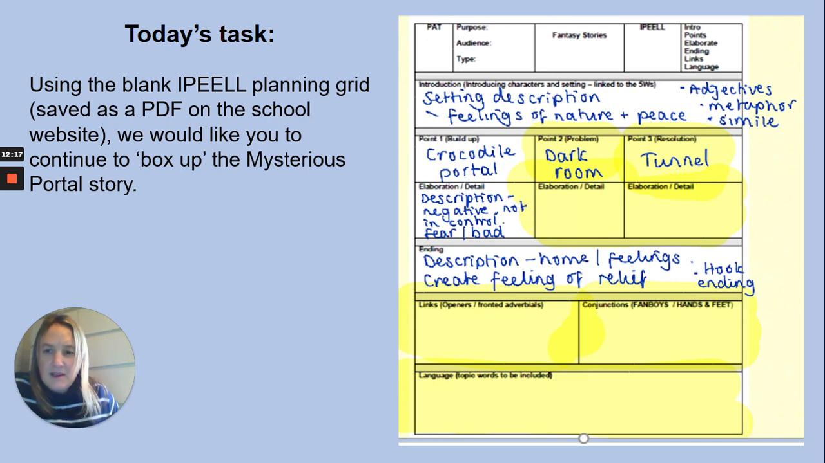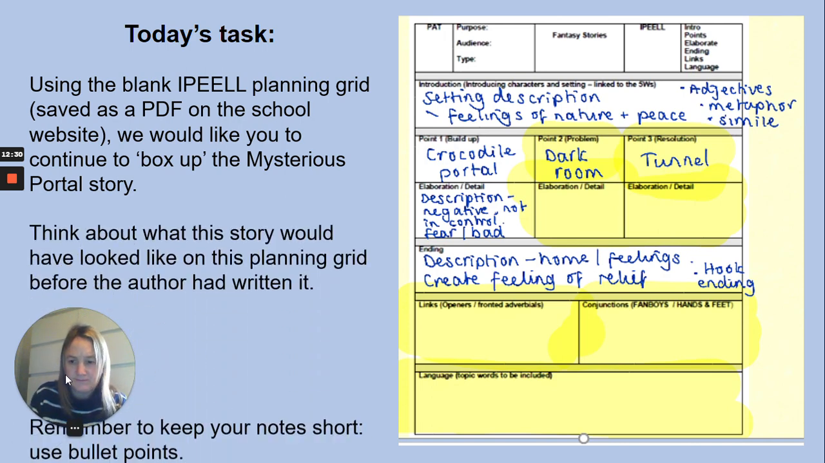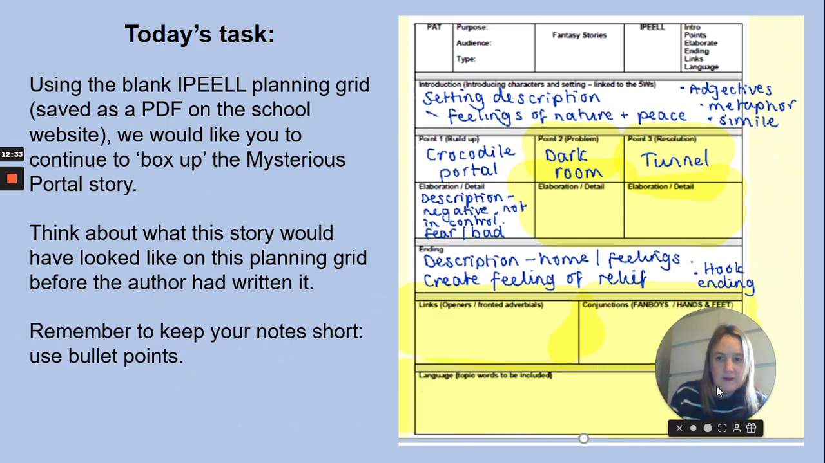Okay, so as I put here, use the blank IPL planning grid, which is saved as a PDF on the school website. We'd like you to continue to box up the mysterious portal story. Think about what this story would have looked like on this planning grid before the author has written it. So it's almost like the backwards way. We did this when we did the Mozart question in the first term in Year 6. Remember, keep your notes short, use those bullet points.